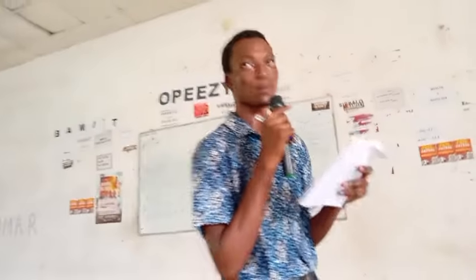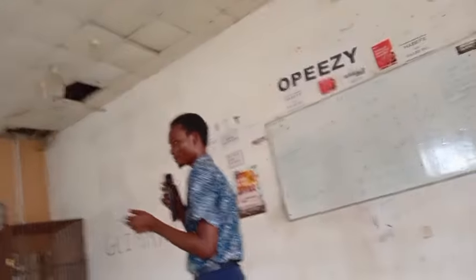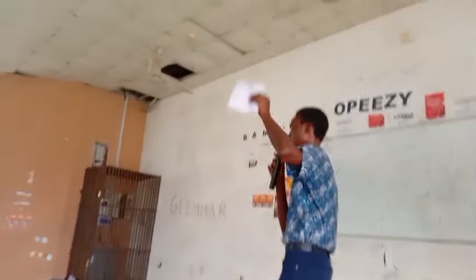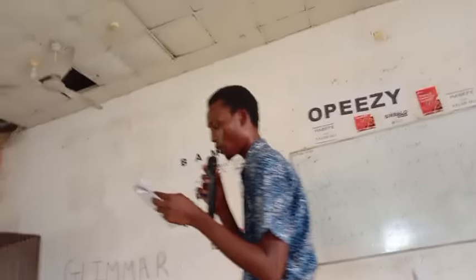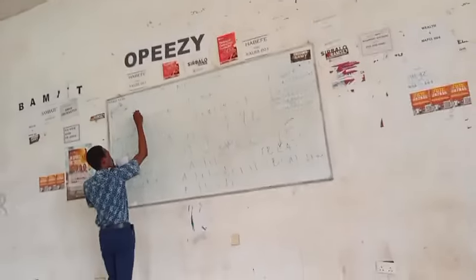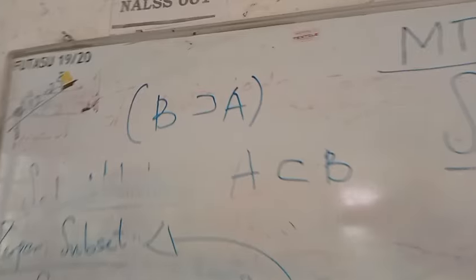Now, supersets. B, capital letter B, is a superset of capital letter A. Written as this. B is a superset of A.